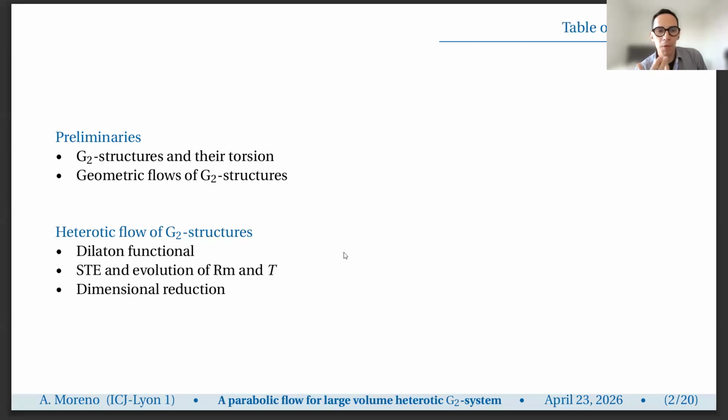The idea today is to try to explain the new geometric flow of G2 structures that we introduce in order to study solutions for the heterotic G2 system with large volume, which have also been studied under another name. We saw that in some talks previously, known as strong G2 structures with torsion.